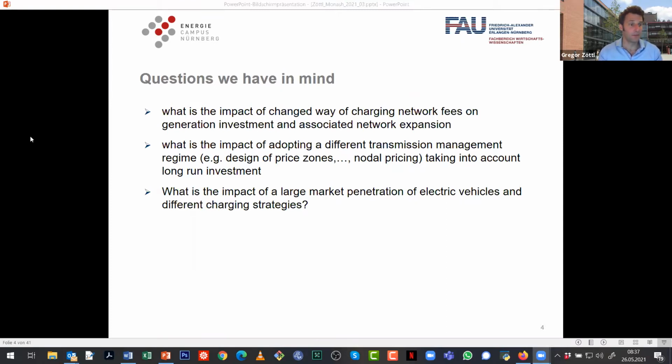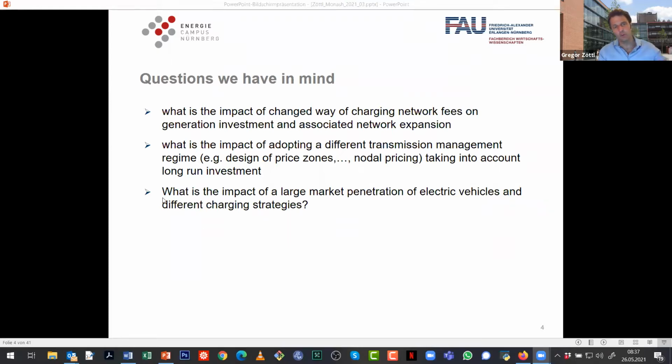Maybe also, but this is something which is very intensively discussed and not very easily implemented in Germany or Europe, what would be the impact of somehow also adopting the transmission management regime, to introduce more price zones in Germany, or to have even nodal pricing, which is totally out of discussion in Germany and Europe right now, and how this feeds back on long-run investment. And finally, I will also present you some results which we just obtained.